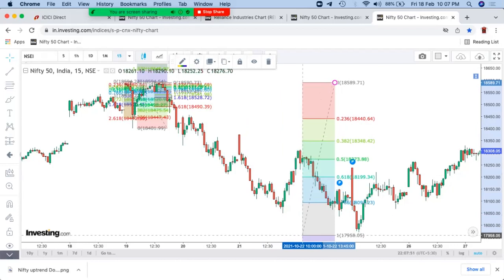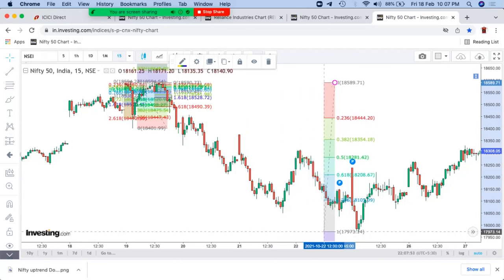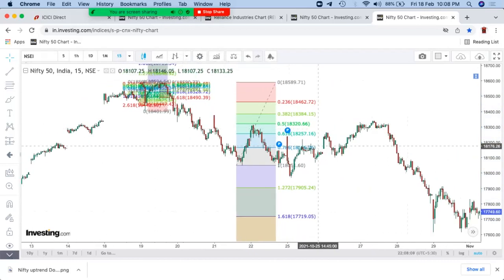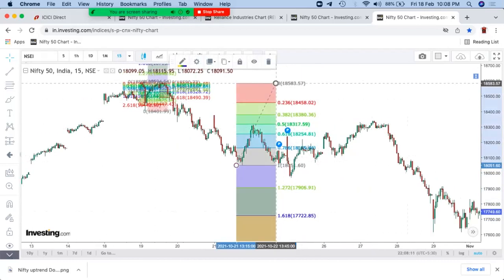Let's check out at this point also. Right? So this was the bottom that we have considered. This was the high. This was the bottom that we have considered. This was the high. So again, you see this 50% reversal. Right? Let's go to the next point. So I'll just try to move this.